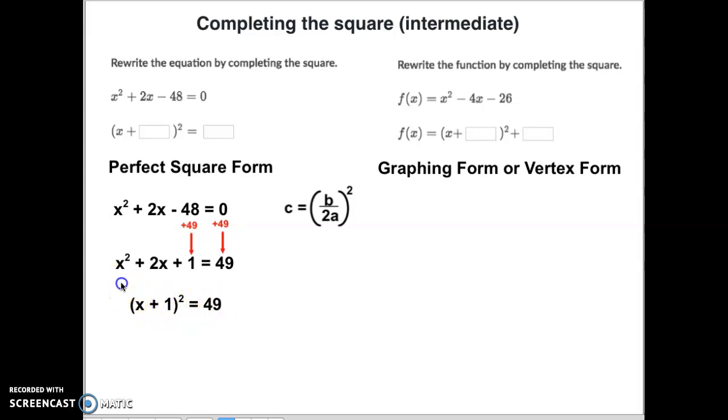Once we're in this form, well, now we've got it. We know what the number inside of here is going to be. It's going to be 1. We got that from right here. And the number on the outside here is 49, and we got that right from here. Hopefully that makes sense for how to do the perfect square form.